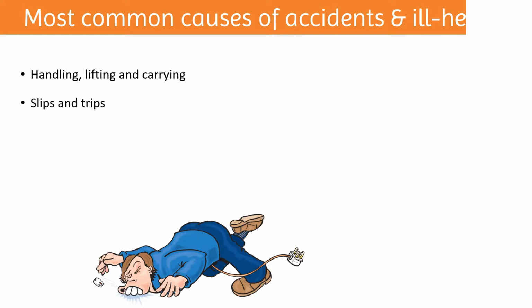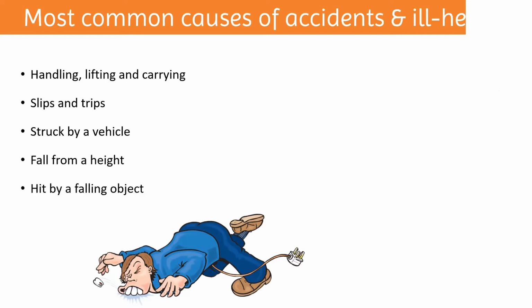Slips and trips comes into it as well. Struck by vehicle, so where there's contact between people and vehicles. So that's an area to look at, because that's going to be potentially a catastrophic event, because it's never going to be a light tap, is it? Fall from height, so people working at height, and it doesn't have to be a great height for people to fall and be injured and be off. Hit by falling objects, so things falling off shelves, off roofs, just generally collapse of racking, that could be.